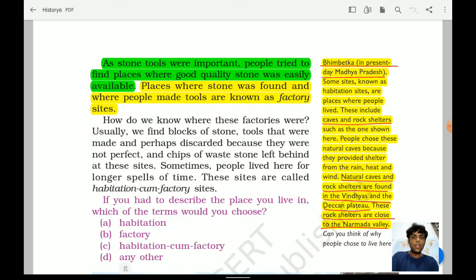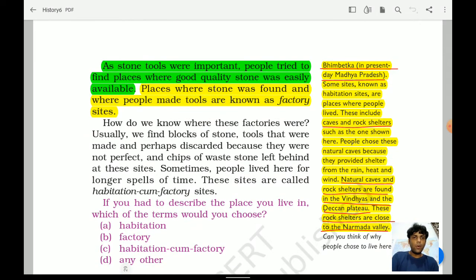Okay. So in the yellow part, I have marked the important things. Bhimbetka in present day Madhya Pradesh is somewhere around 50 kilometers from Bhopal. Some sites known as habitation sites are the places where people lived. These include caves and rock shelters, such as the one shown here. The people chose these natural caves because they provided shelter from rain, heat and wind. Natural caves and rock shelters have been found in the Vindhyas and the Deccan Plateau. These rock shelters are close to the Narmada Valley.